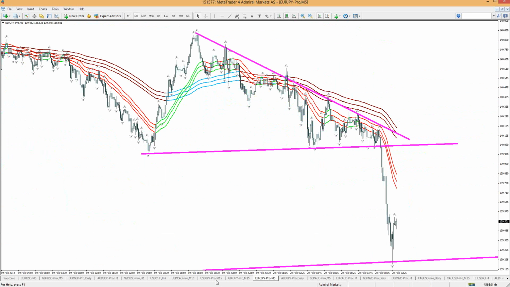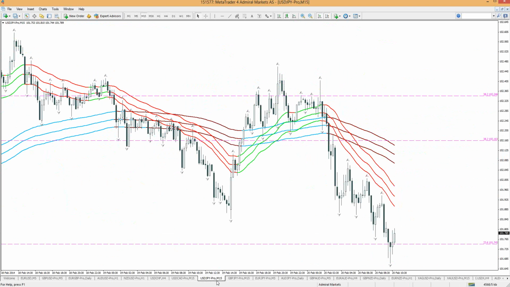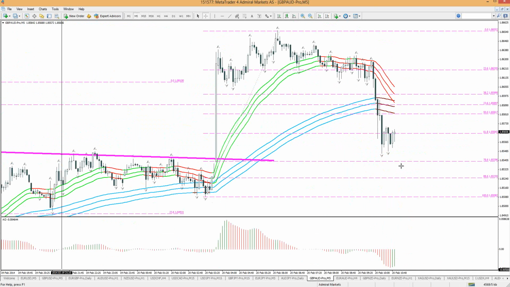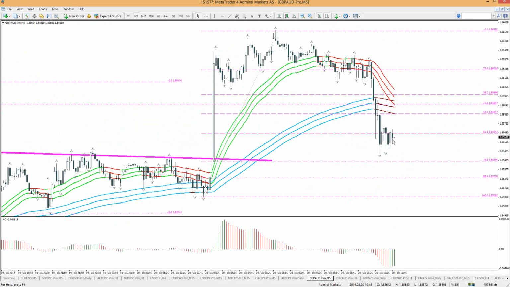Euro yen is bouncing. Pound Aussie. We have 1, 2, 3, 4, 5. This is the 6th candle. Doesn't look like we're going to get a break anymore. It looks like we're making a small consolidation here at the bottom of this impulse. So that's the 6th candle.